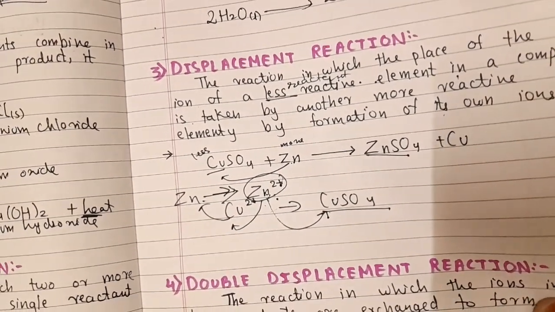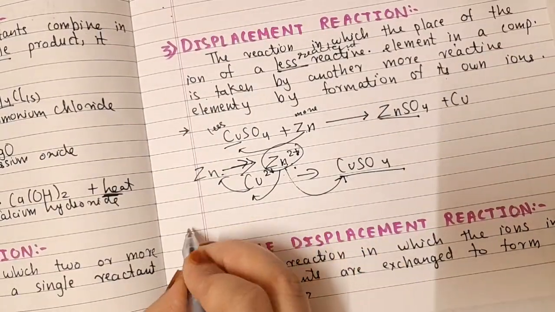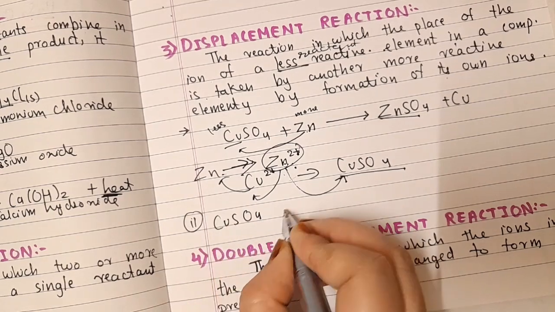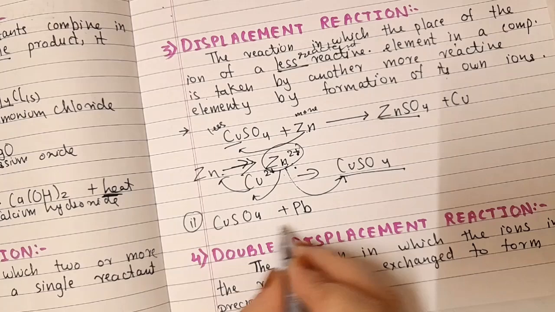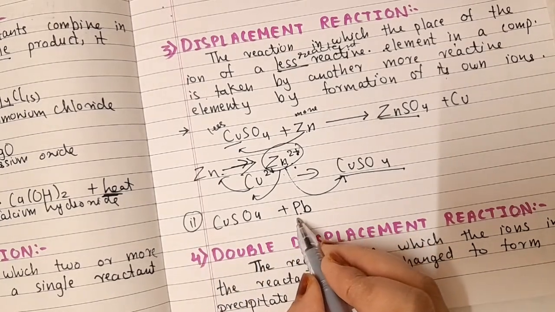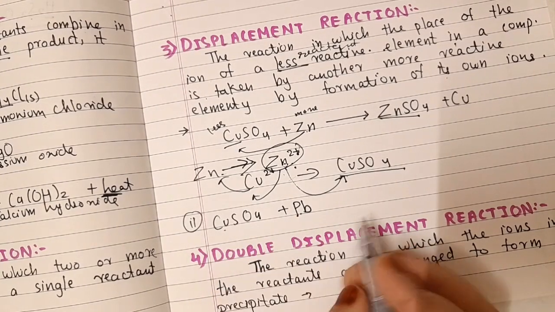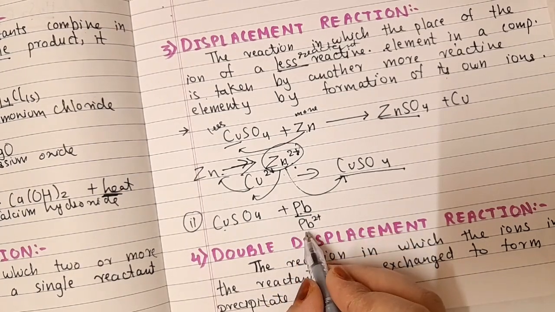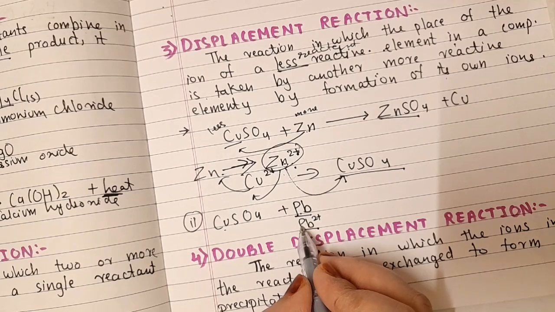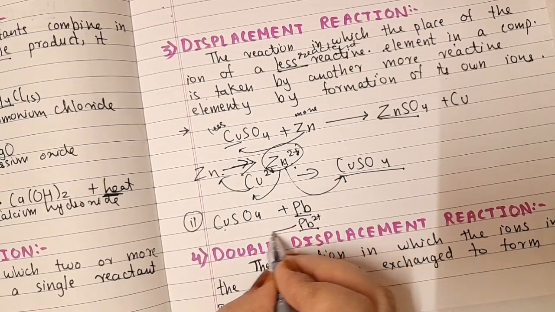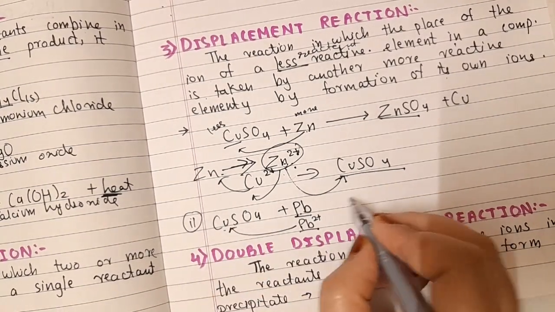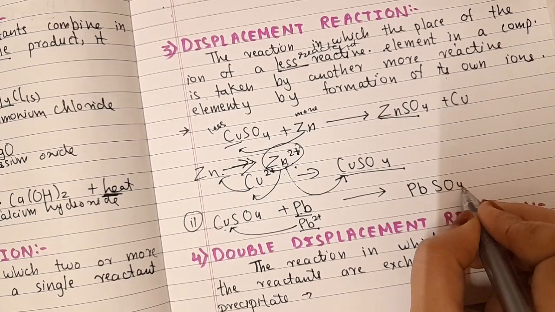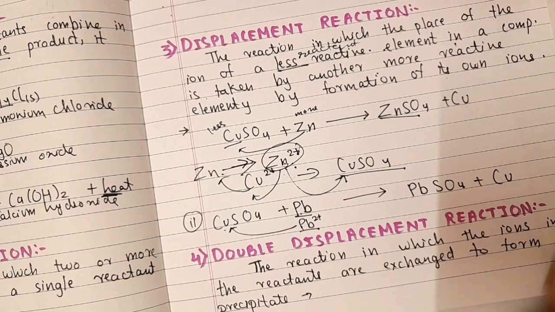Now again let's take one more example, example number 2. Here I am taking the example of copper sulfate and lead, okay. Again in this type of reaction, lead is more reactive than the copper, okay. So lead will form an ion which is Pb2+, a lead ion, and it will displace the copper from the copper sulfate and it will form the compound lead sulfate, PbSO4, plus copper, alright.